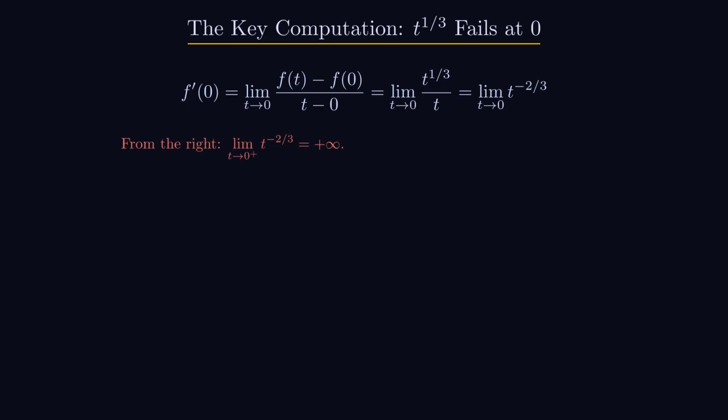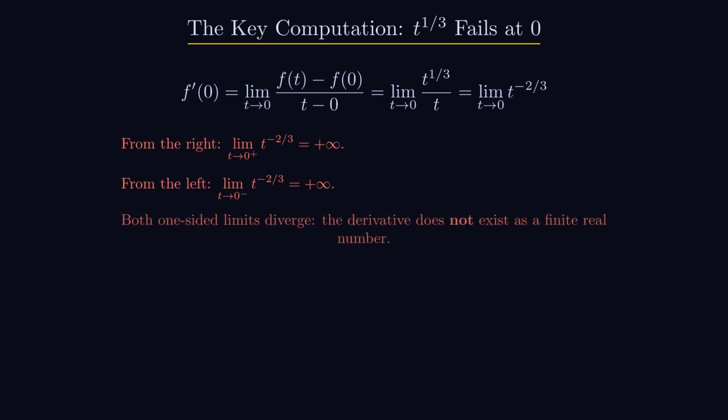From the left, as t approaches 0 through negative values, t to the negative 2/3 is the reciprocal of the absolute value of t to the 2/3. This quantity also grows without bound. Both one-sided limits diverge, so the limit does not exist as a finite real number. The function t to the 1/3 has no finite derivative at 0.